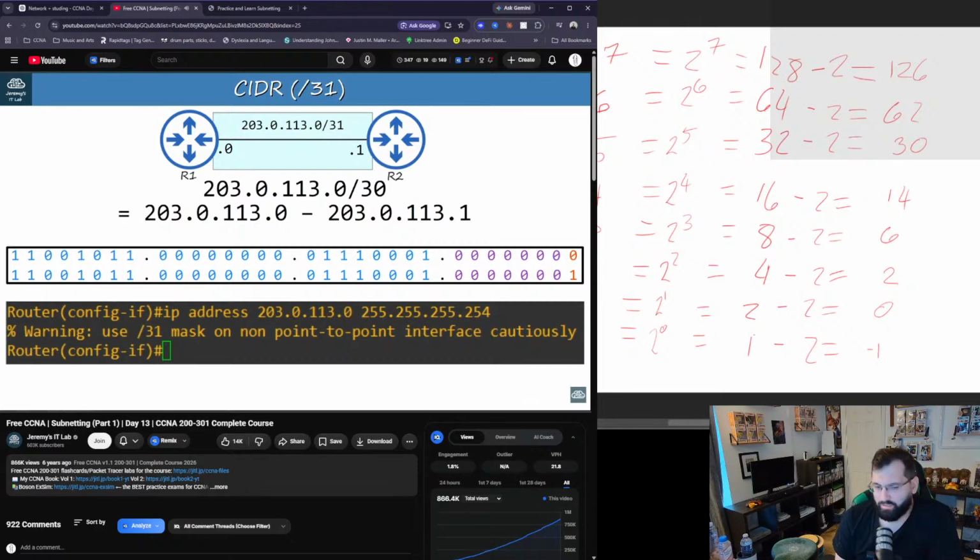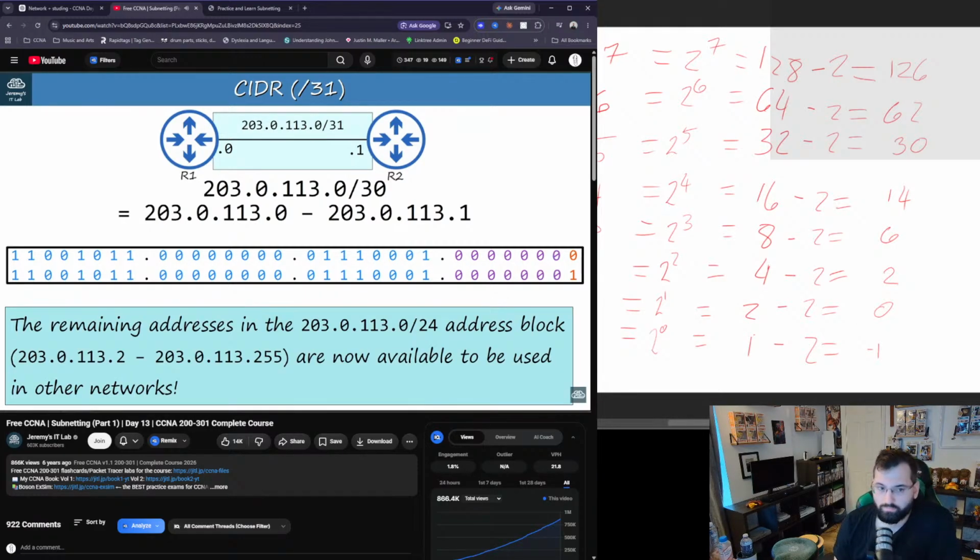So once again, the remaining addresses in the 203.0.113.0/24 address block, which are 203.0.113.2 through 255, are now available to be used in other networks. But this time, we've saved even more addresses, using only 2 addresses instead of 4 for this point-to-point connection. Yep. People still do use /30 for point-to-point connections at times, but /31 masks are totally valid and more efficient than /30, so I recommend this method.